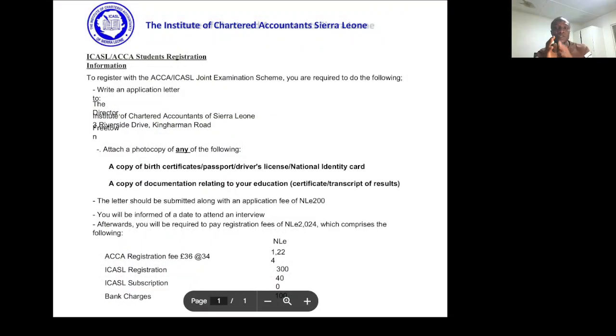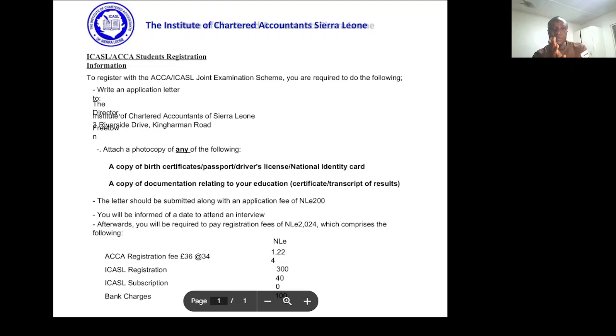Now, the registration process varies from country to country. This will only be important in Sierra Leone. Now, this is a document I obtained from ICASL with regards to the registration process. And for you to become a registered member with ACCA as well as ICASL, you need to write a formal application letter. You are going to address the application letter to the Director of Chartered Accountants of Sierra Leone.